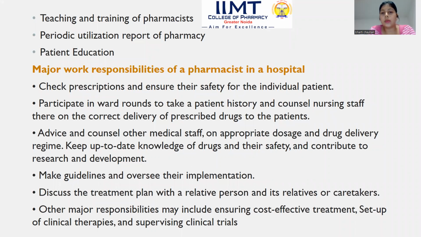Now, major work responsibilities of a pharmacist in a hospital. Now, we will talk about the role of the pharmacist in a hospital: check prescriptions and ensure their safety for the individual patient. Participate in ward rounds. Ward round is also important to take a patient history and counsel nursing staff on the correct delivery of prescribed drugs to the patient. That is also important. Advise and counsel other medical staff on appropriate doses and drug delivery regimes. Keep up to date knowledge of drugs and their safety and contribute to research and development.